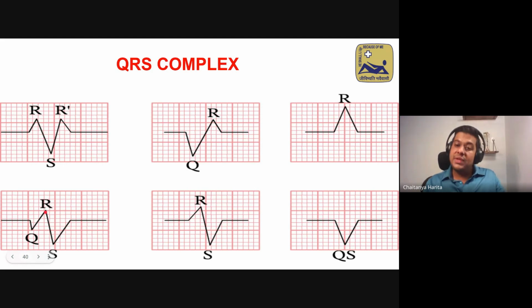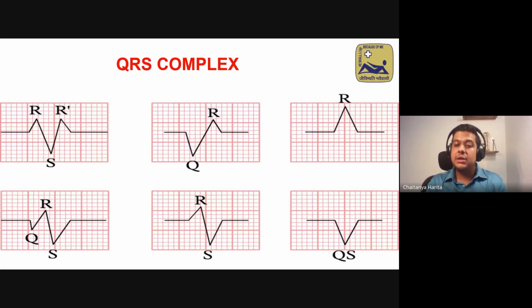Then you might ask me, sir, what if there's no Q? It's still called R. So the first positive deflection is always R, whether it's preceded by a Q or not, doesn't matter. The first one is called an R. The second negative deflection after R is called S, right? So Q is the first negative deflection. R is the first positive deflection, irrespective of whether there's a Q or not. S is the second negative deflection.